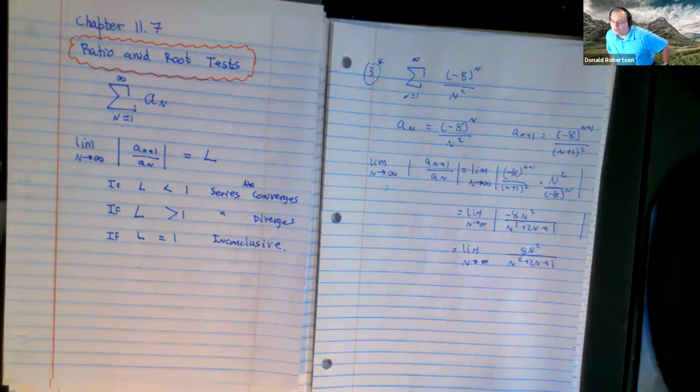Absolute values only do one thing. They make things positive, right? They don't change numerical values. They just make them positive. Okay, what's that guy going to be? What's the limit of that guy? 8.